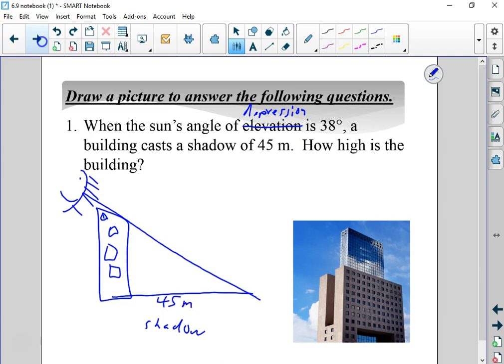How high is the building? We're trying to find the height of the building here. Okay? Now, the angle of depression. Here's what I was talking about. A lot of people want to put the angle of depression right here. But remember, we got that imaginary horizontal line right here. This is where the angle of depression goes.